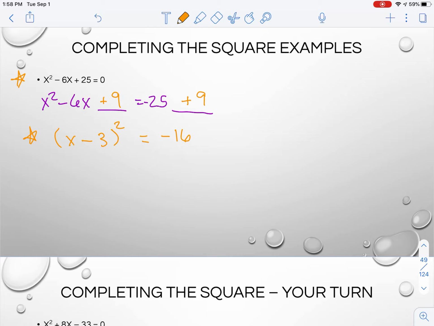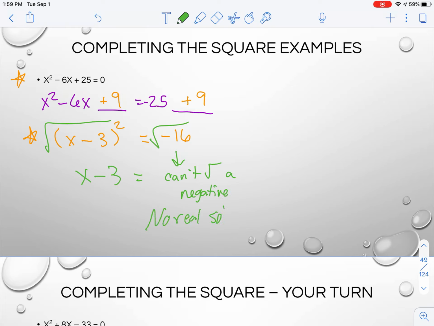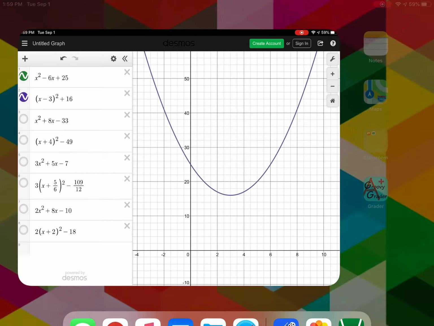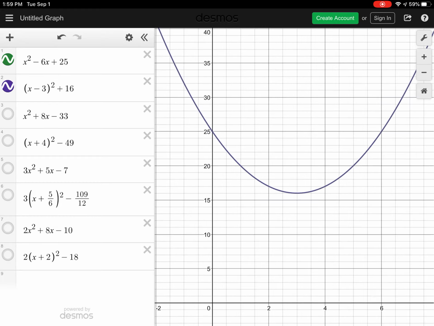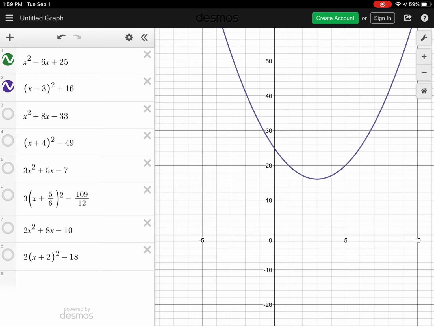Let's go back to solving. If we were to finish solving this out, we take the square root of both sides. Unfortunately, I cannot do that. Can't take the square root of a negative. Therefore, I have no real solutions, which equates to no x-intercepts. If any of you took notice back in Desmos at our graphs, here's the x-axis down below, and I do not cross the x-axis anywhere, which confirms our algebraic work.